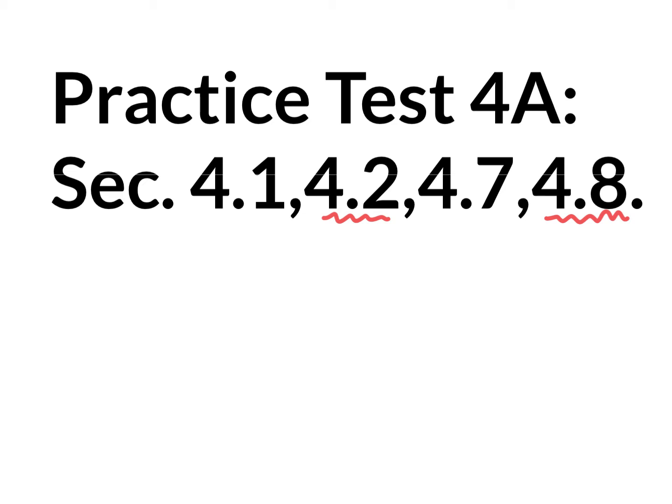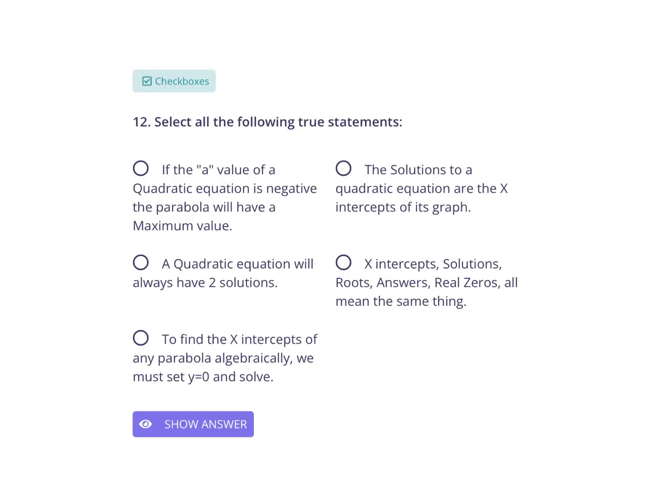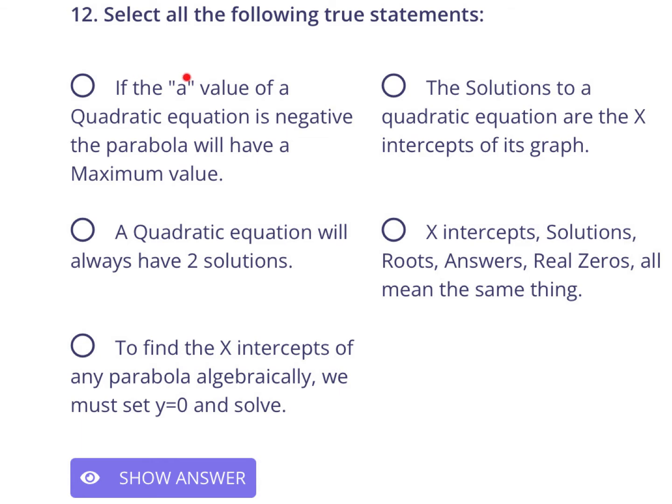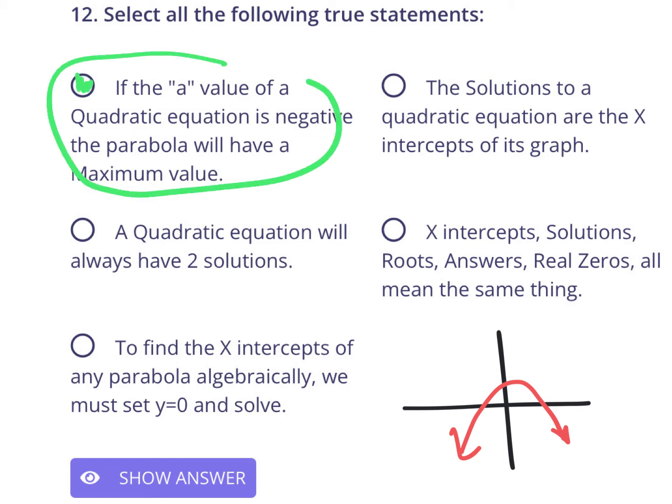Let's jump right in. Right here, we have a question that says, select all the following true statements. So let's analyze what each one of these say. It says if the a value of a quadratic equation is negative, the parabola will have a maximum value. Well, if your a value is negative, that means that it will open down. So any parabola opens down if your a value is negative. And of course, it's going up, up, up from one side to another till it reaches a maximum height, then it goes down. So this is definitely a true statement. You want to select that one for sure.